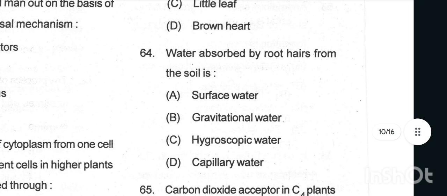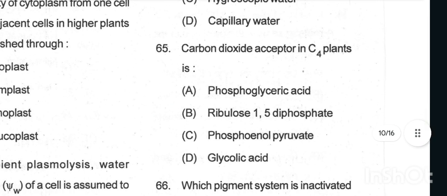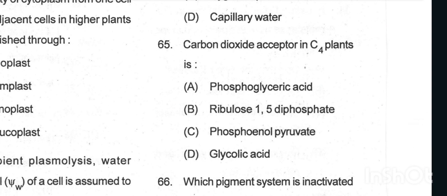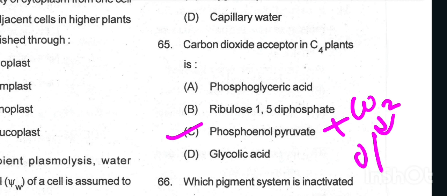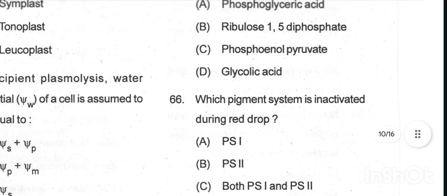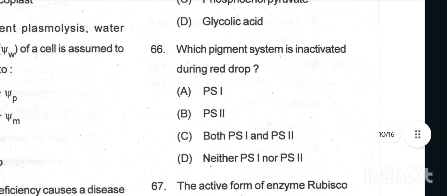Then question number 64, water absorbed by root hair from the soil is called capillary water. Capillary water is the available form of water for the plant. Carbon dioxide acceptor in C4 plant is phosphoenol pyruvate or pyruvic acid. Phosphoenol pyruvate by accepting carbon dioxide forms oxaloacetic acid, which is a 4-carbon compound.